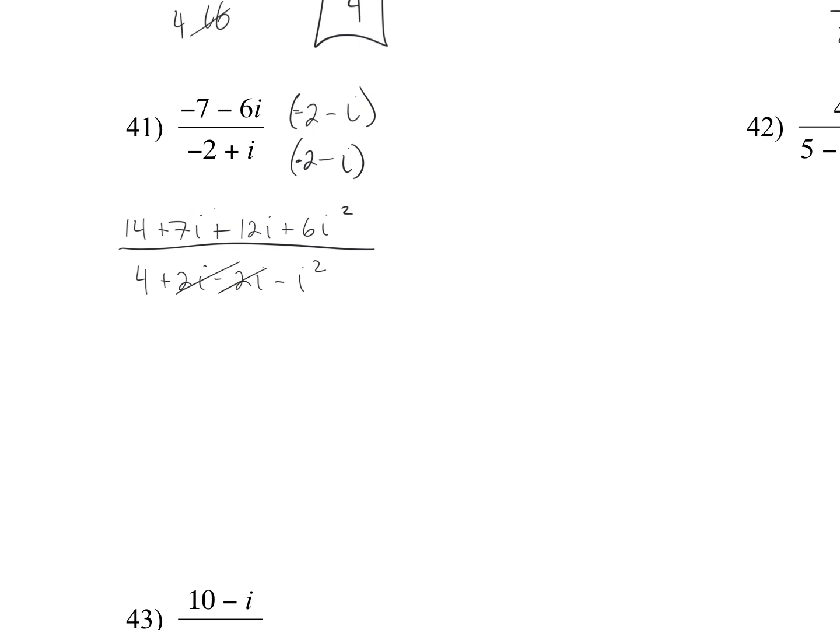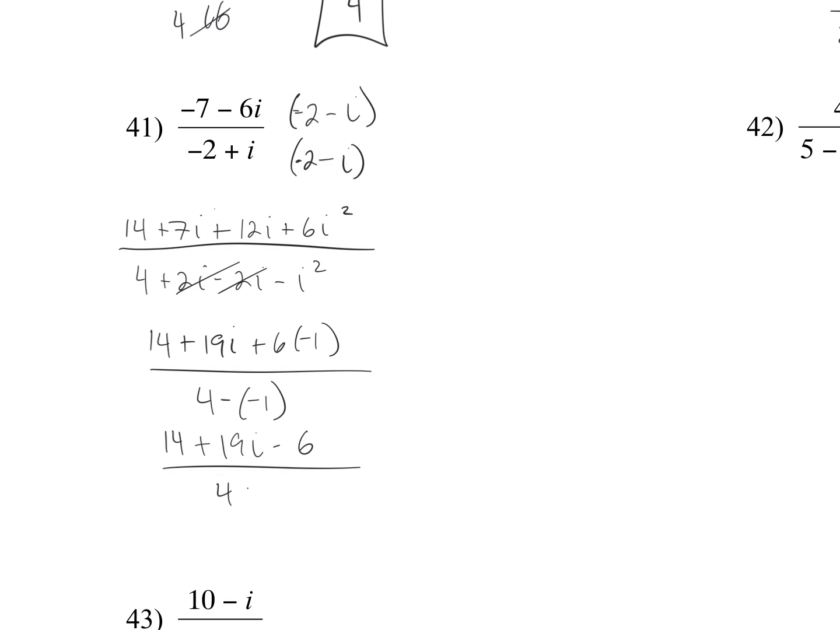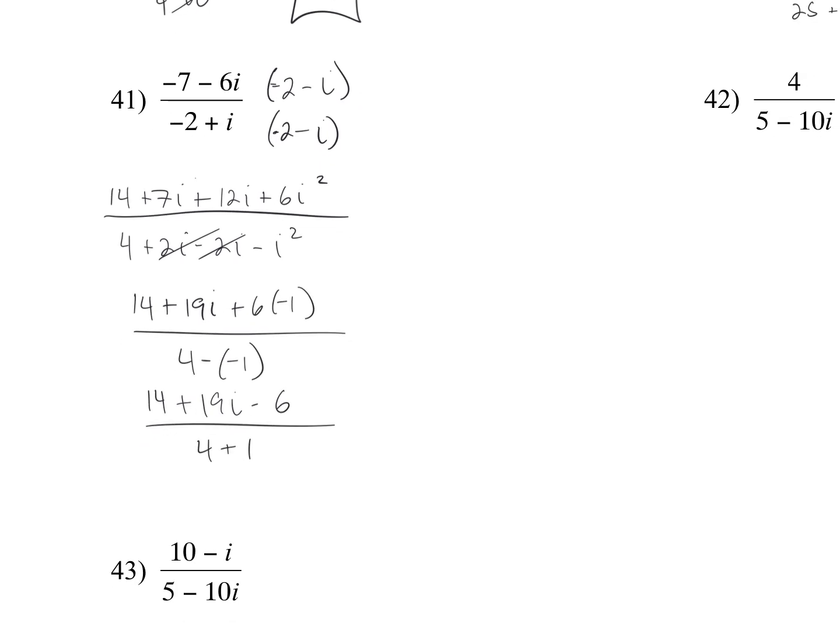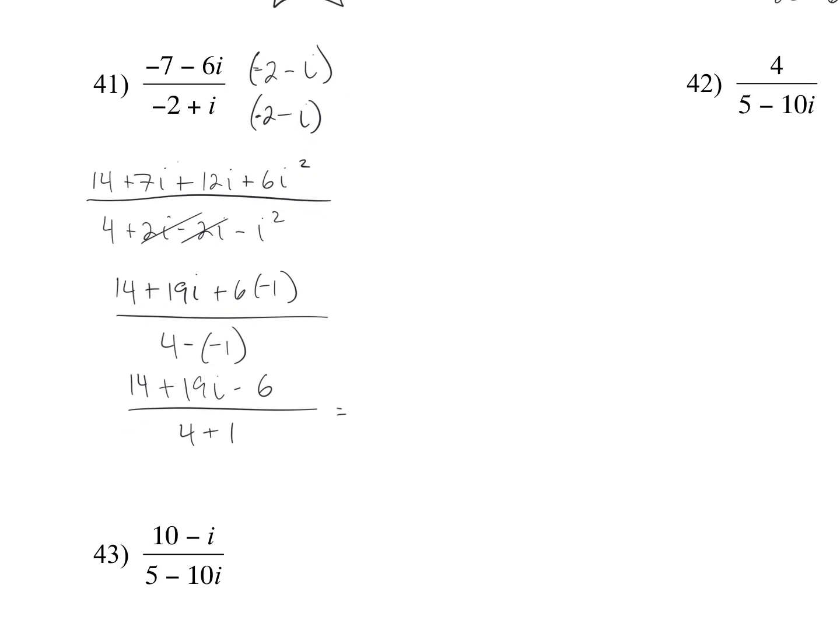So this is going to cancel on the inside. I can combine this on the top as 14 plus, then this becomes plus 6 times negative 1. Then the bottom is 4 minus negative 1. So it's going to become 14 plus 19i minus 6 over 4 plus 1, which simplifies to 8 plus 19i over 5.